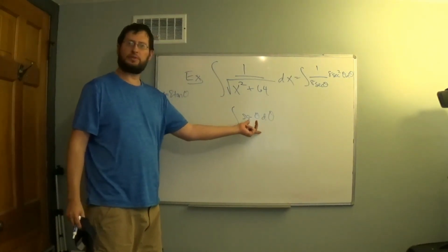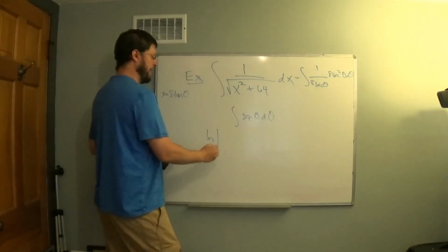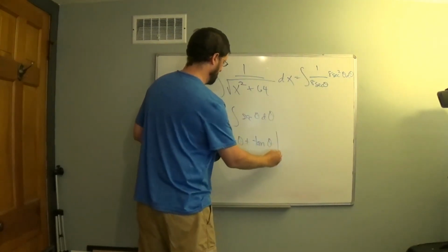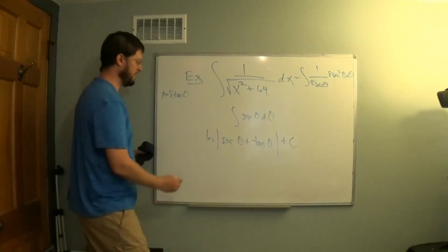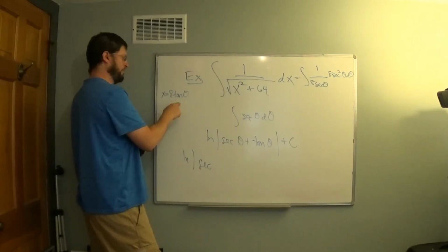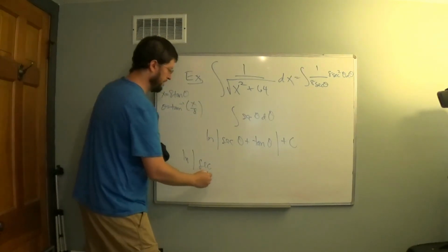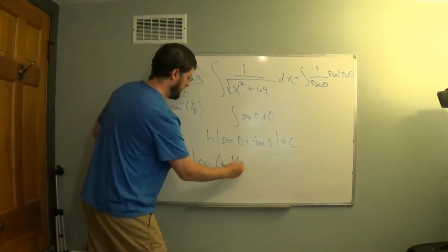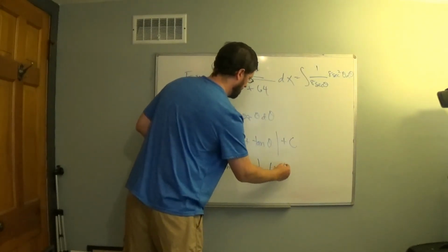This is an integral that we saw before. I just mentioned what the antiderivative was. It's ln, absolute value of secant theta plus tangent theta, plus c. So this is ln, absolute value of secant of, from up here, this tells me that theta is tan inverse x over 8. So this is secant of tan inverse x over 8 plus tangent of tan inverse x over 8.